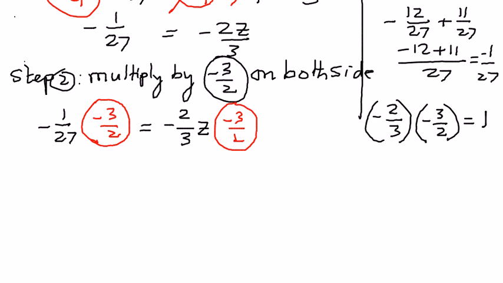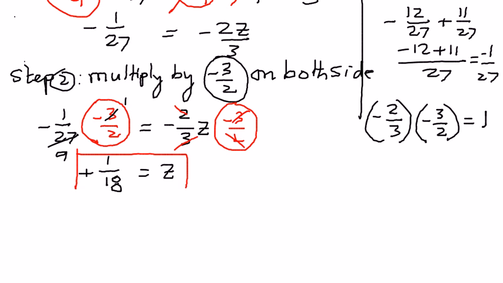As you can see, on the right hand side, the 2's cancel out, the 3's cancel out, and negative times negative is a positive, so we are left with a positive z on the right hand side. It is equal to negative times negative, which is a positive, and 27 is a multiple of 3. 3 times 1 is 3, 3 times 9 is 27, and therefore we have positive 1 over 9 times 2 left in the denominator. So that is our answer. z is equal to 1 over 18. That is our answer.